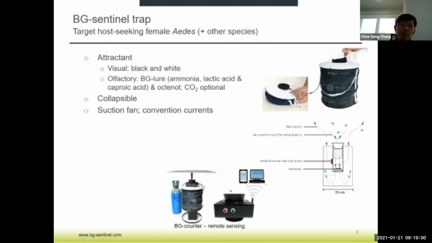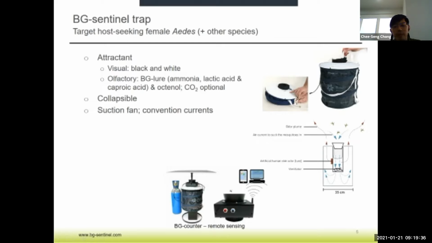Moving on, a lot of us are familiar with the BG-Sentinel trap, which has been developed for probably about a decade already. It targets what we call hole-seeking female Aedes mosquitoes, but it does capture other mosquitoes as well, because it really depends on how long you put this trap out in the environment. As we saw earlier with the Fay-Prince trap, it uses the contrasting black and white coloration that you can see here as well.